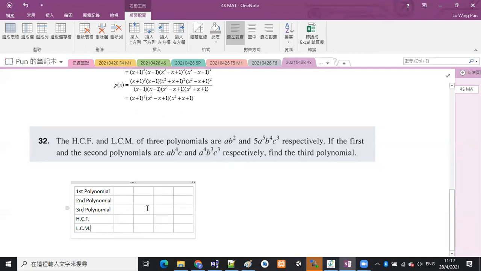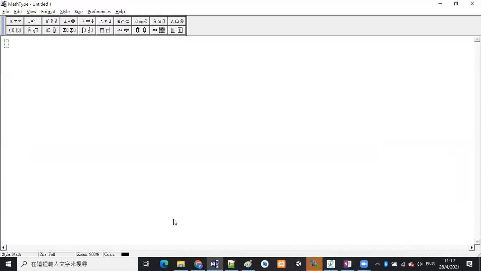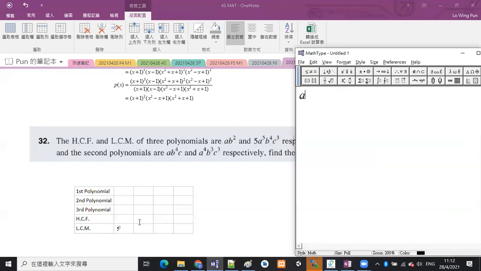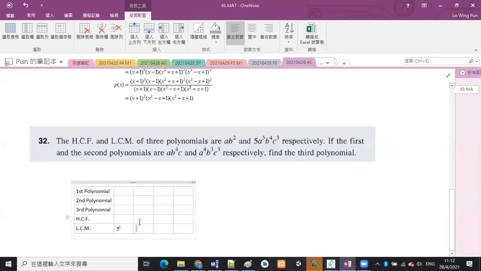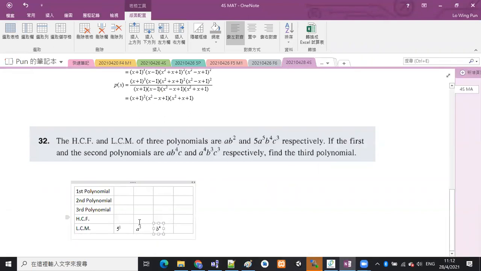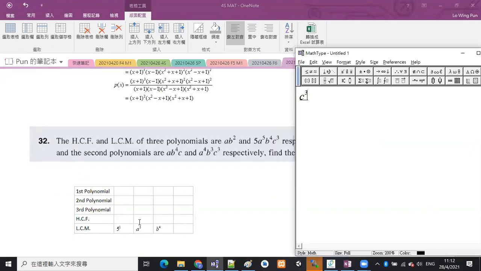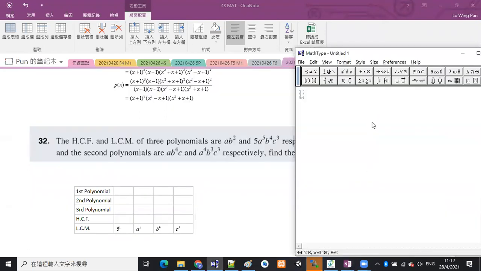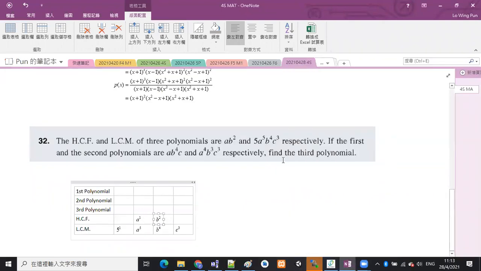Okay, let me write down the LCM first. We have 5, or 5 to the power 1, right? For the LCM. And we have a 5 for the A term, b 4, and c 3. And then for the HCF we have a 1 and b squared. We don't have the number and the C term.